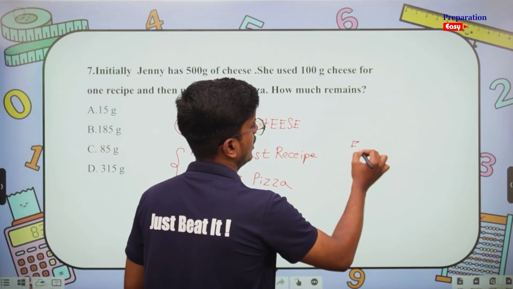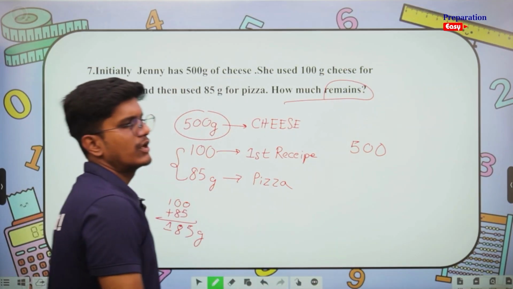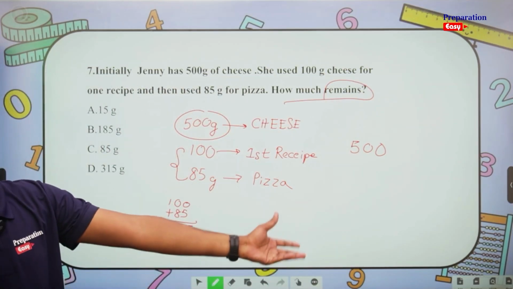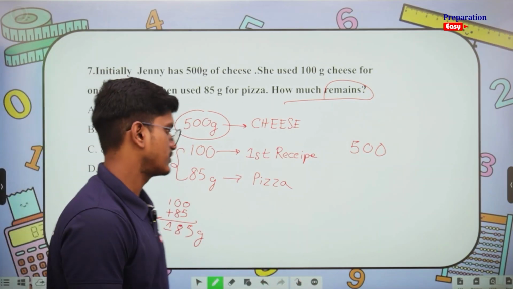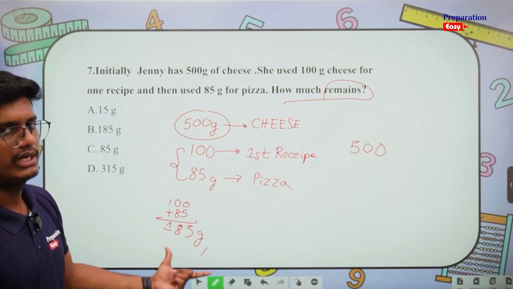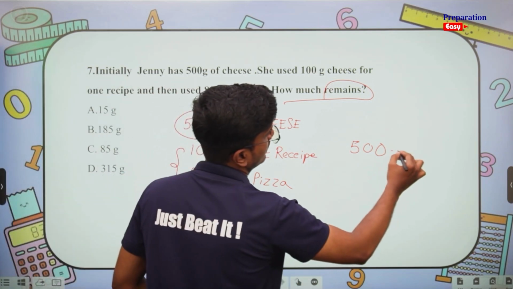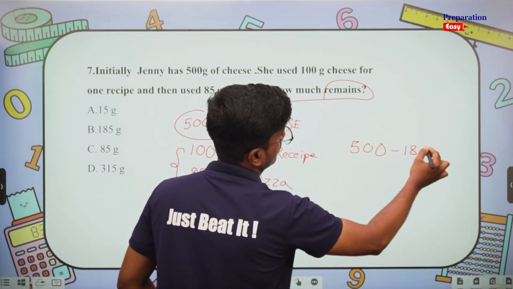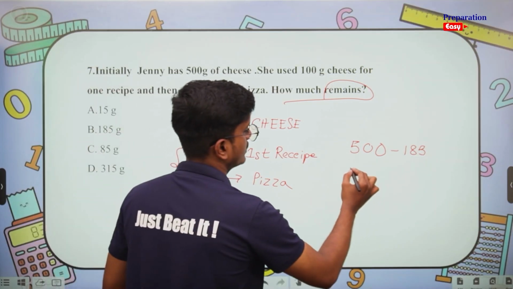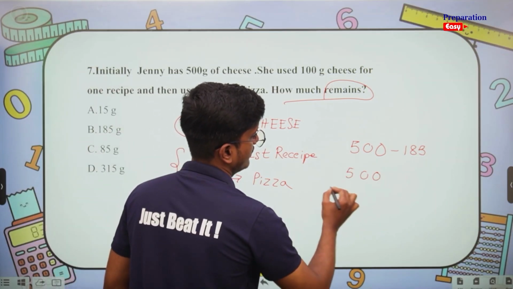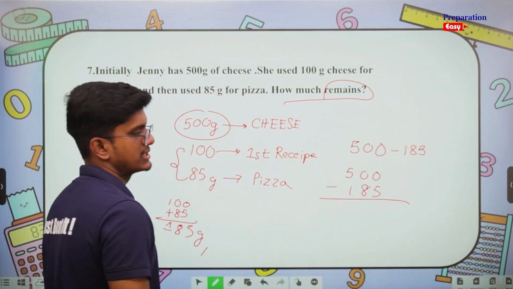So how much are we left with? Remains means whatever we have given and whatever we are left with, that we have to calculate, which means subtraction comes in. So total she gave 185 to her recipes and in total we have 500. So from 500 we have to minus 185. Let's do it together. We have learned this 3-digit subtraction.